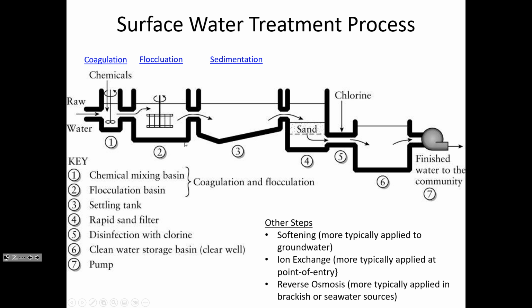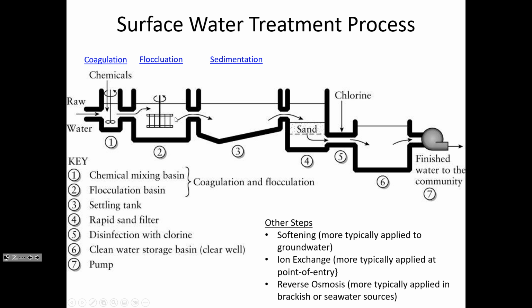And these other steps would be used either with groundwater sources in the case of softening. That's most common, that you'd need to soften groundwater. Or ion exchange is applied if you have some contamination or if you're doing industrial wastewater treatment, or at individual homes at a point of entry or a point of use. But it's less common to have ion exchange for an entire municipal water supply where it's surface water.